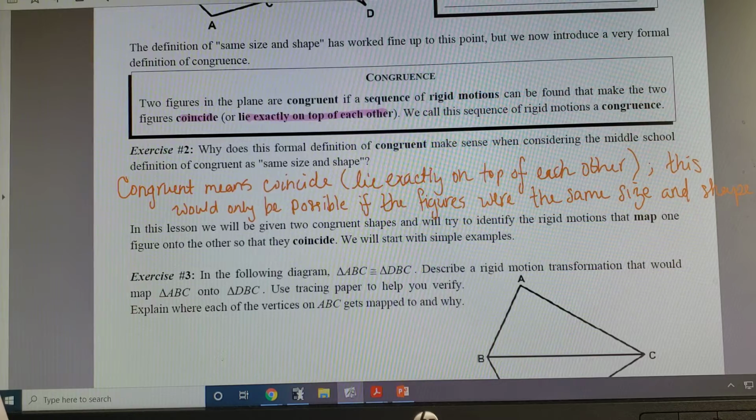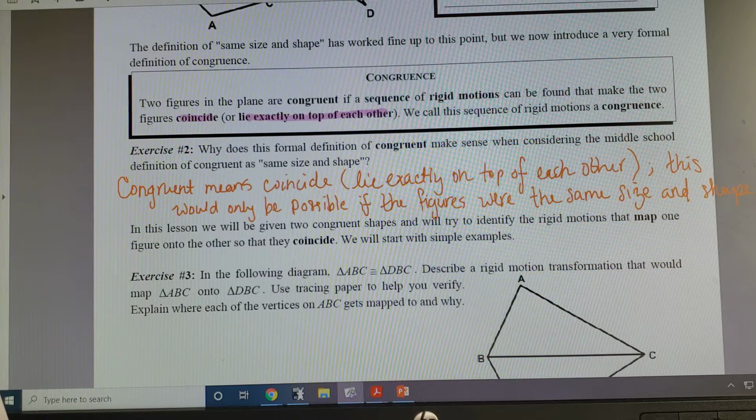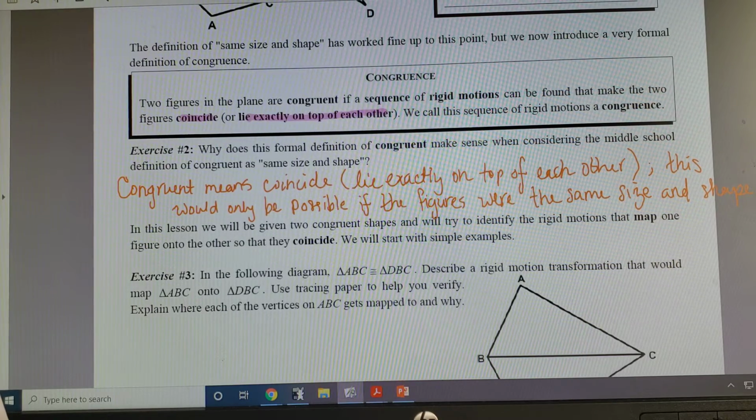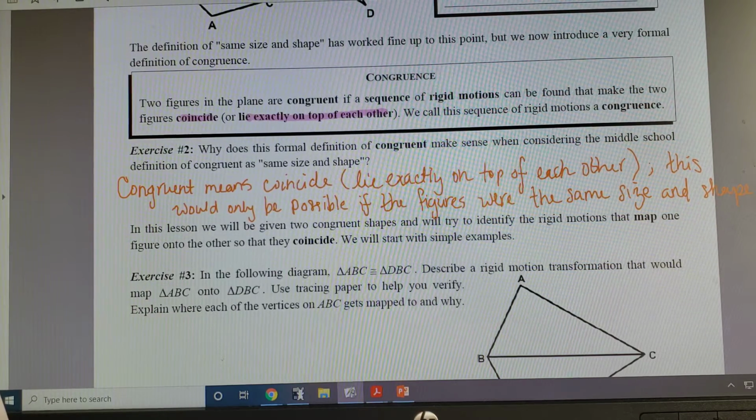So again, I'm just reinforcing the fact that if a figure is not the same size and same shape, there's no way it could fall on top of itself. That's like trying to put a circle on top of a square. You know, it just wouldn't match up perfectly. And I'm really sorry if my tenses are flipping back and forth. I'm not an English teacher.